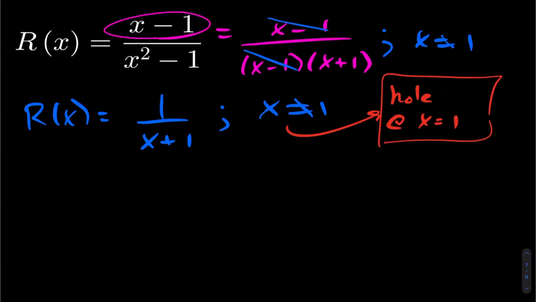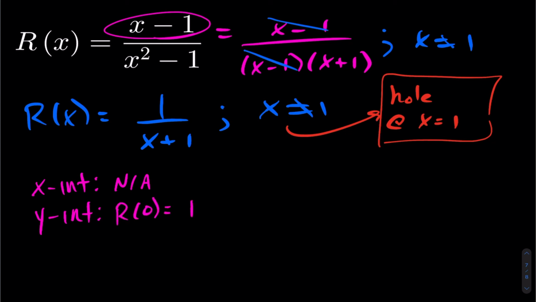To find the x-intercept of this function, the x-intercept happens when the top is 0. You'll notice we're not working with our original function here. You want to work with your simplified function, and the top can never be 0, so there is no x-intercept. My y-intercept happens when x is 0. Evaluating this function at 0, we end up getting 1. Vertical asymptotes exist when the bottom is 0. The bottom is 0 when x is minus 1.